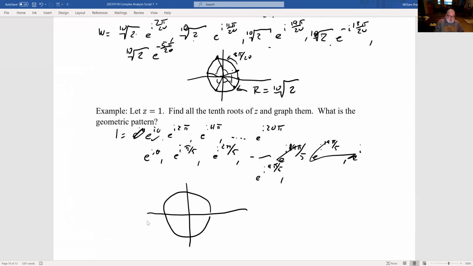Well, we take the circle, what are the 10 roots of 1? We take the circle and divide it up into 10 angles. 1, 2, 3, 4, 5, 6, 7, 8, 9, and 10. And there are my 10 roots of 1. So every number that's not 0 will have 10 tenth roots, 100 hundredth roots, etc., etc.